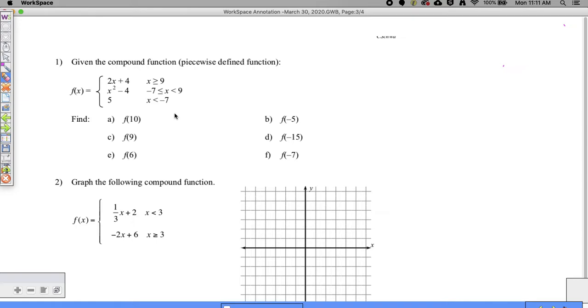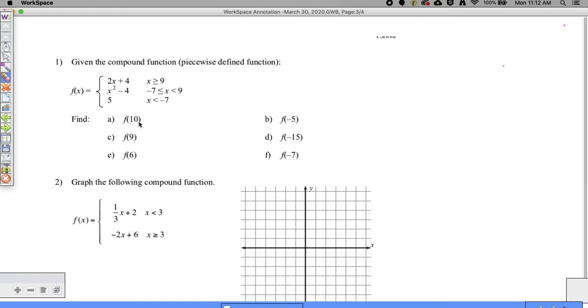We're going to graph that later because I want to address this first part over here. If you want to find out what f of 10 is for this particular piecewise function, you have to decide which of the 3 functions to plug the 10 into. Based on your domain restrictions, it's going to help you dictate which function you're going to plug those corresponding values in for.